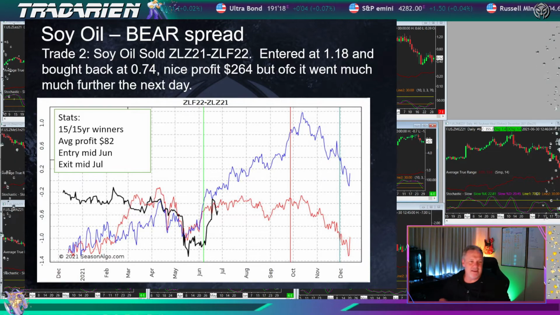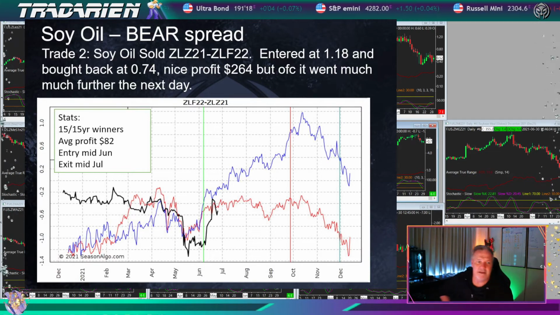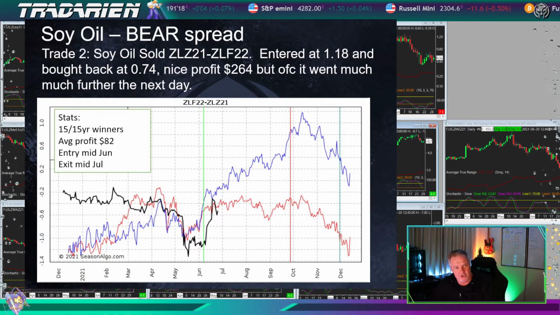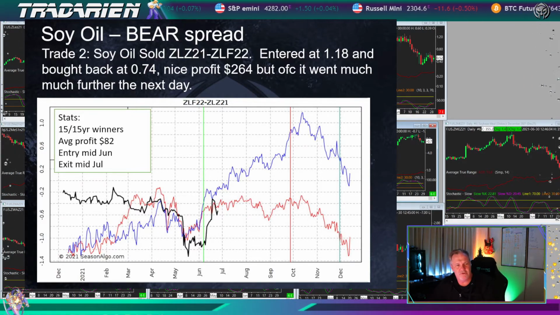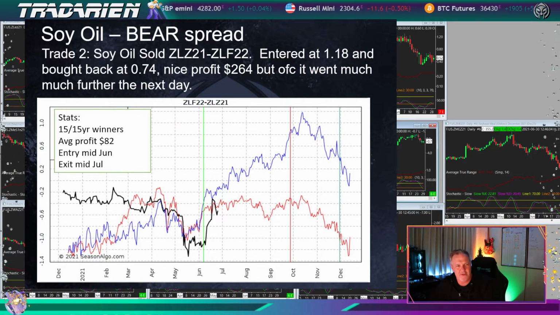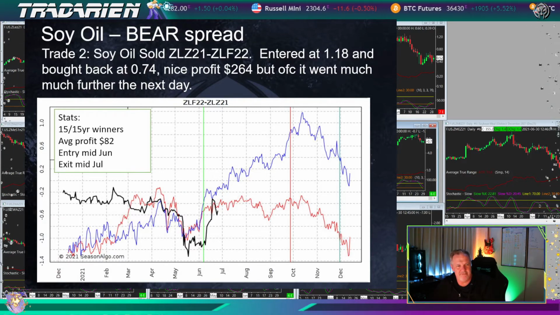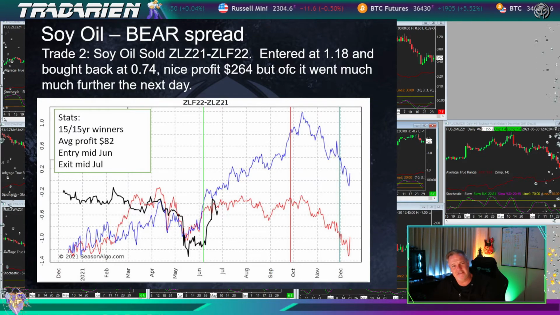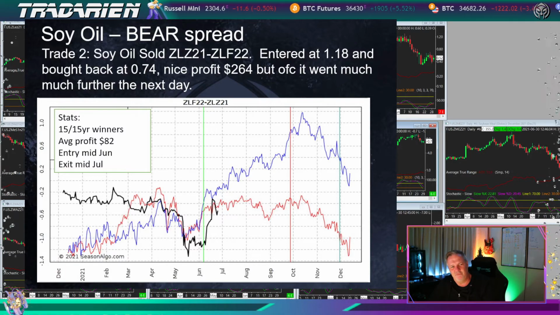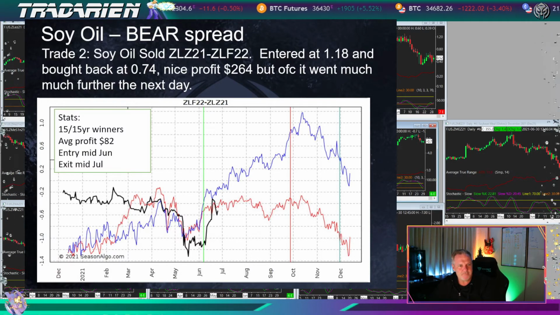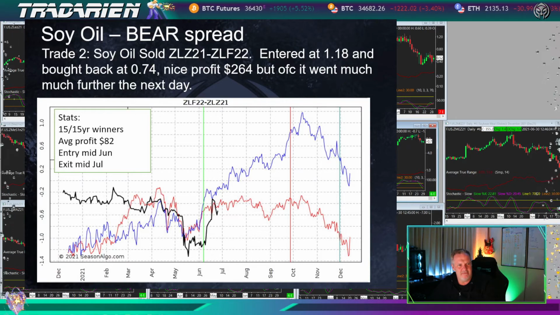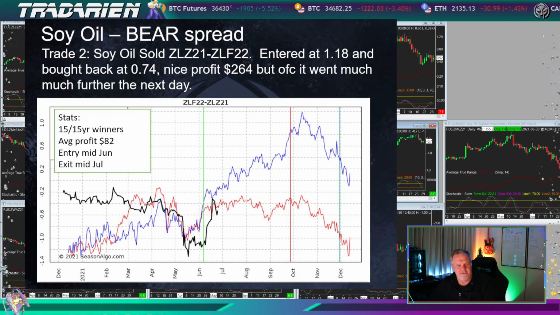You can see here, again, you don't want to be holding it much longer. That 5-year pattern really kind of fades off from July onwards, although the 15-year looks great. Put more weight in the 5-year pattern than you do the 15-year, although that kind of doesn't make sense, but the 5 years is closer to the current state of the market. So I always put more weight in the 5-year. That's kind of about it. Don't worry about that it went much further the next day.